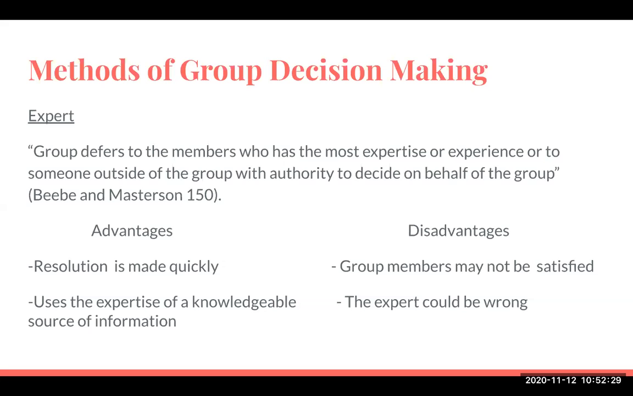So the advantages with expert decision making is that oftentimes you're going to come to a decision or a resolution fast. A resolution is made quickly. And you can use the expertise of a knowledgeable source of information. But the disadvantages of using expert decision making is that group members may not be satisfied because they may disagree with the expert, or the expert could be wrong or make a bad decision. So those are the pros and cons of using expert decision making.